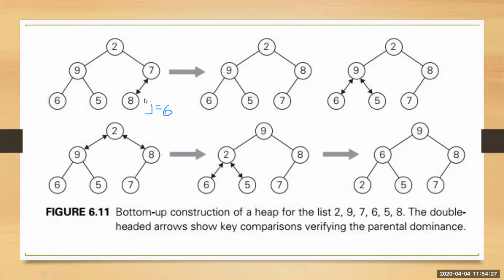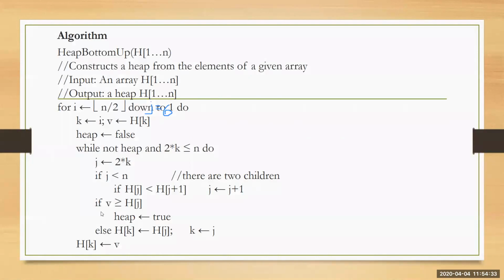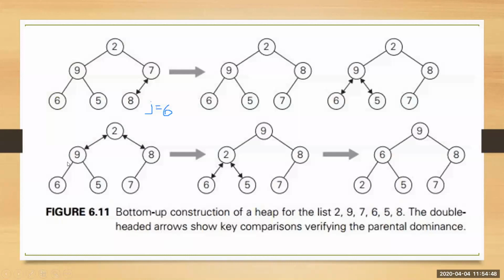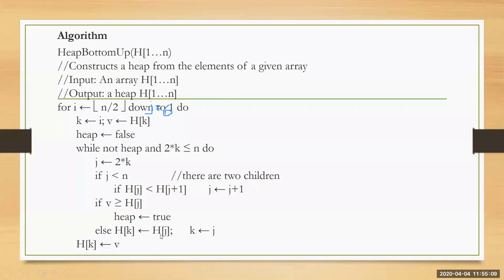Okay. Now in this case it is not true. The condition value v greater than h of j is false. Therefore, heap equal to true will not execute. It goes to the else part, and what happens in the else part? H of k is equal to h of j. What is k? K is this 7. It's the third index where 7 is present. So in this place, 8 gets stored. I hope you are understanding. So 8 gets stored in the place of 7. That is what you are doing in this statement, h of k is equal to h of j.